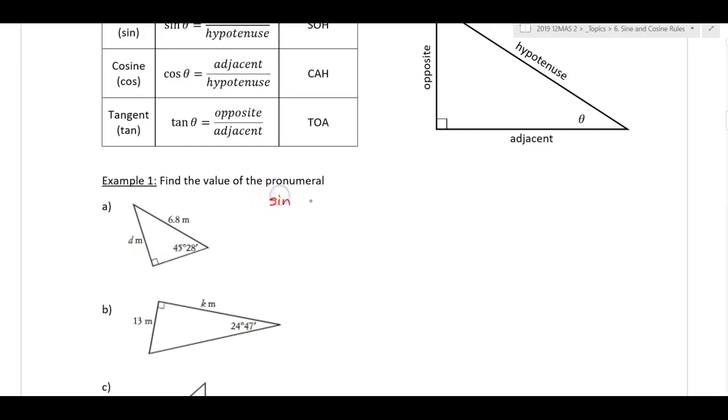So I'm going to say that the sine of 45 degrees 28 minutes is equal to the opposite, D, over the hypotenuse 6.8. Right, a little bit of algebra, we rearrange that and I say that D equals 6.8 times the sine of 45, 28. And then the calculator needs to come out.